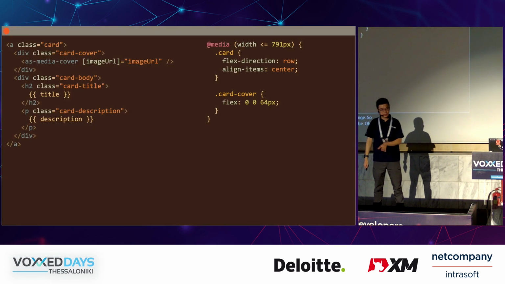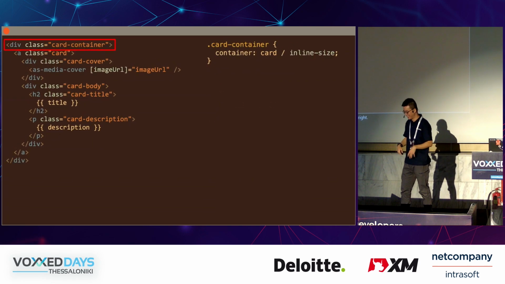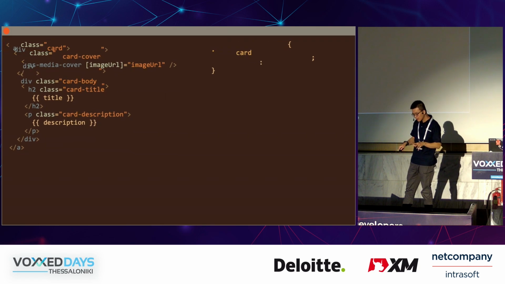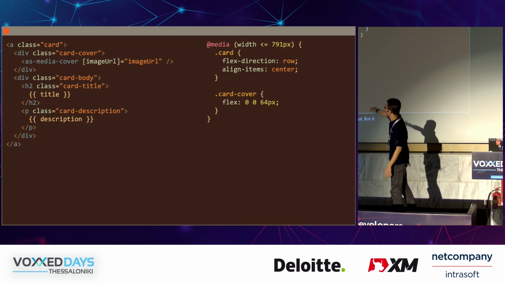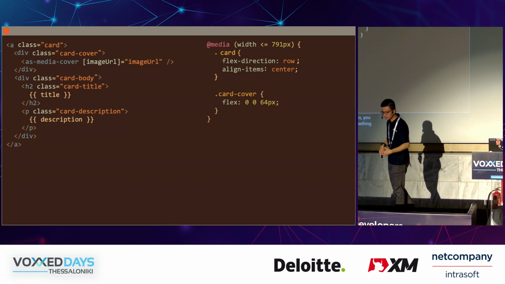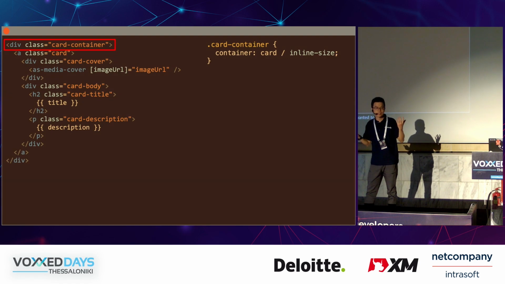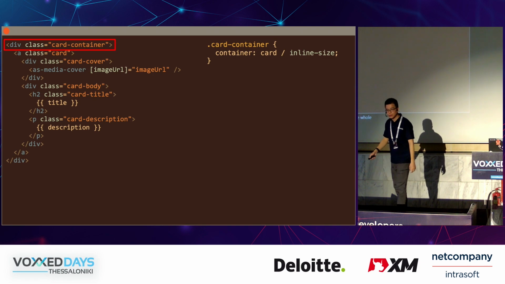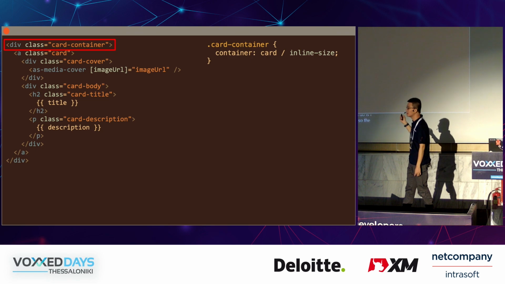Okay, we get back to the code. It's really a code-centric presentation. So with container query, we get back to the previous one. Without container query, it's like that, right? There's a card, and then there is a media query. And then with container query, I wanted to introduce a wrapper around the whole card. I call it card-container. And then I say container: card / inline-size. So card here is basically a name, and inline-size is a type.